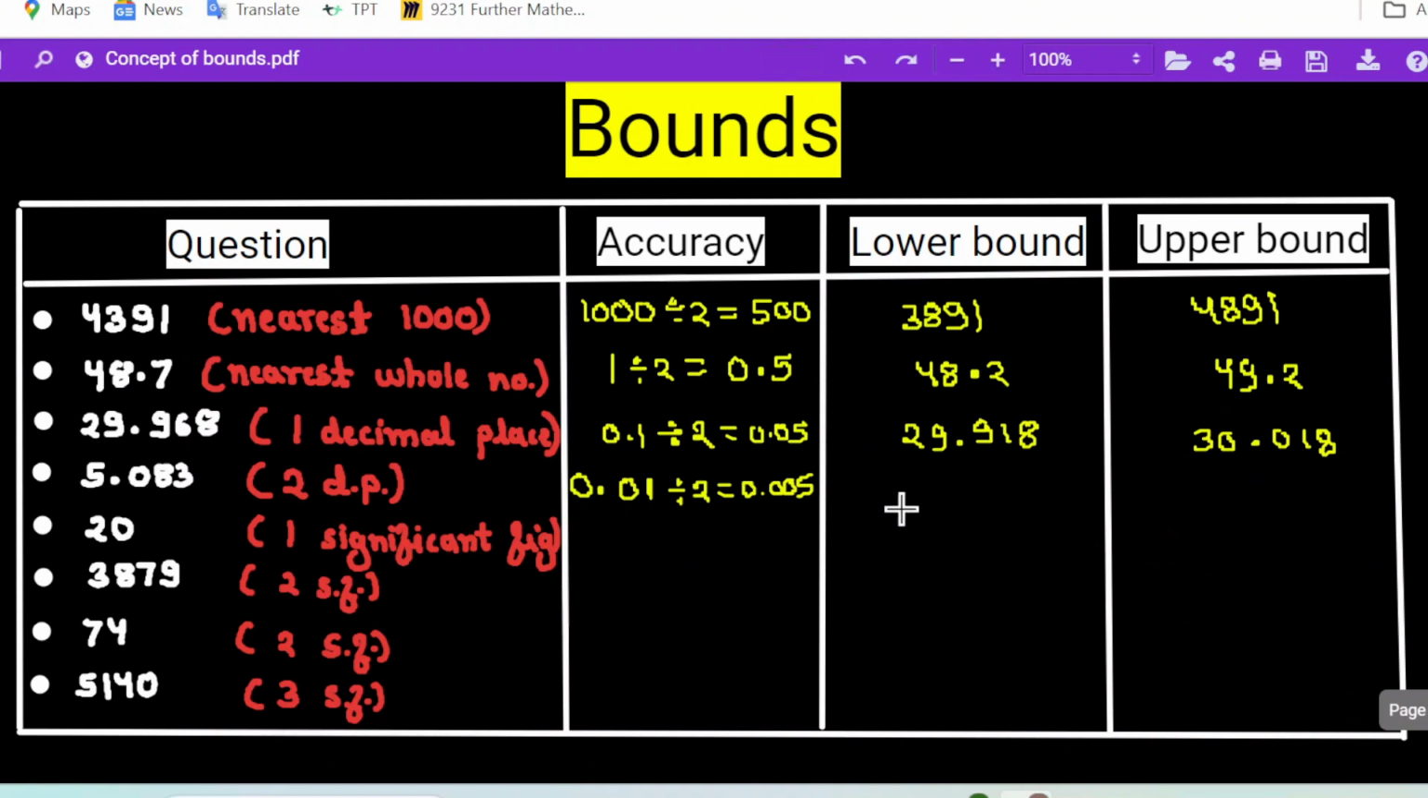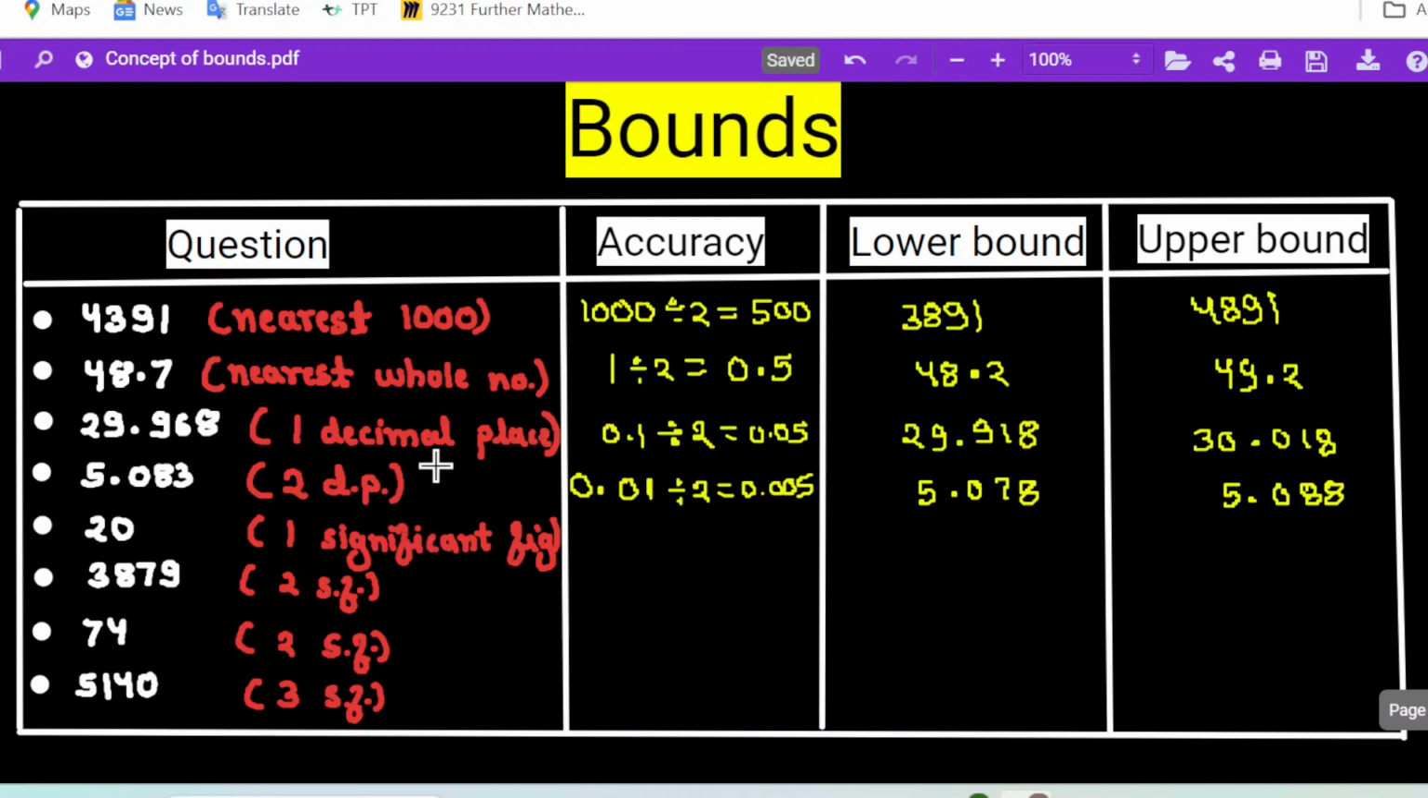So 5.083, we subtract 0.005 this time and we get 5.078. And when we add, we get 5.088. All right, try the next question.